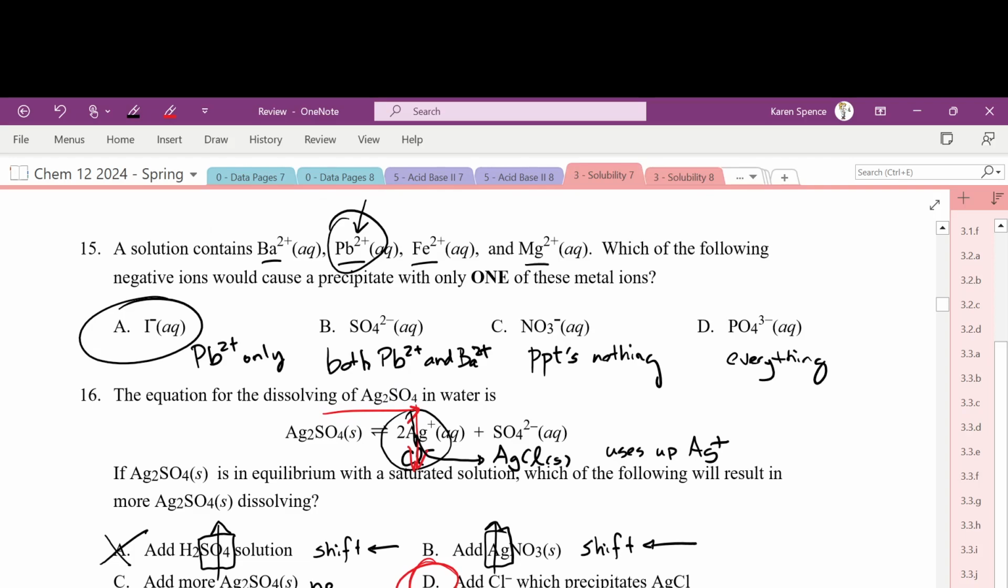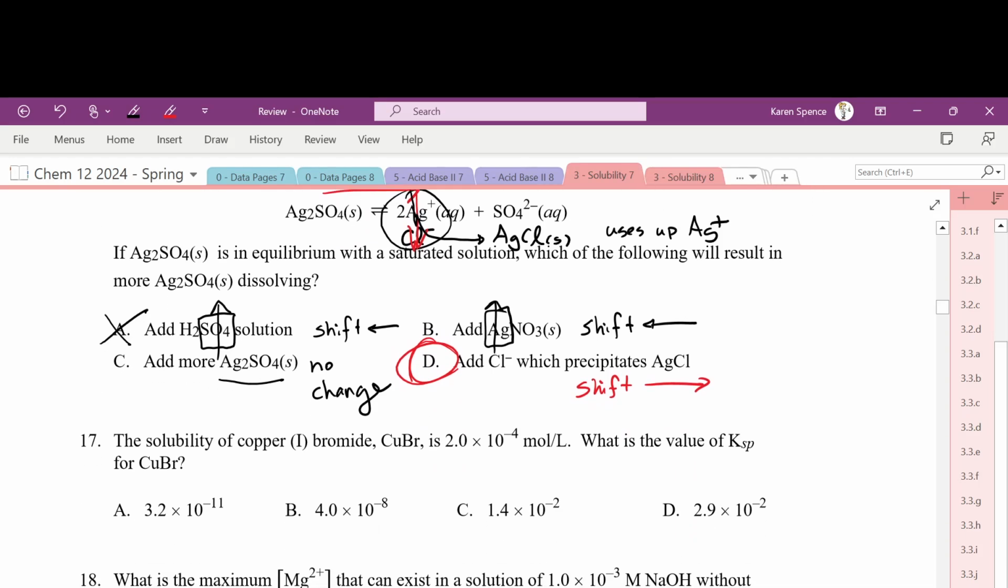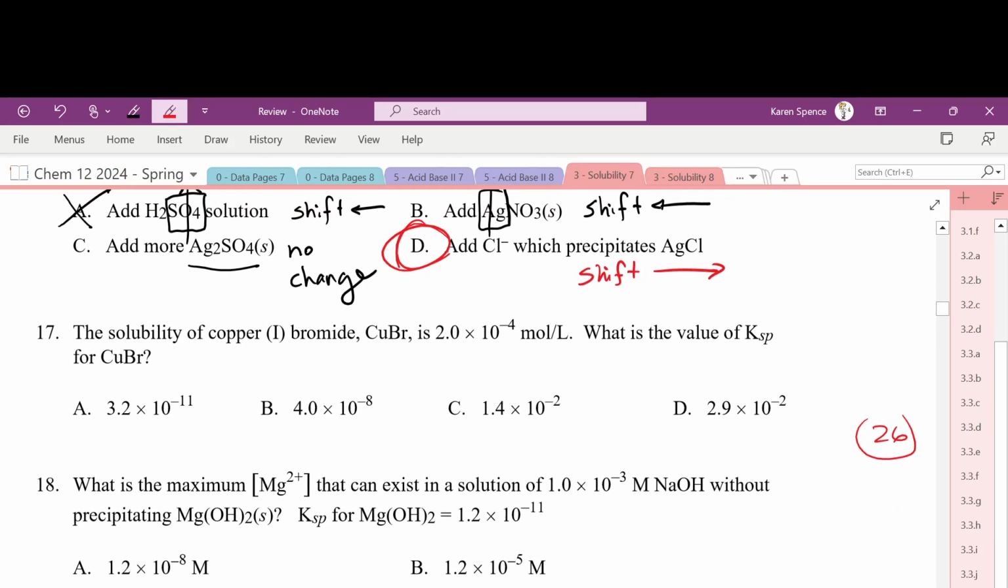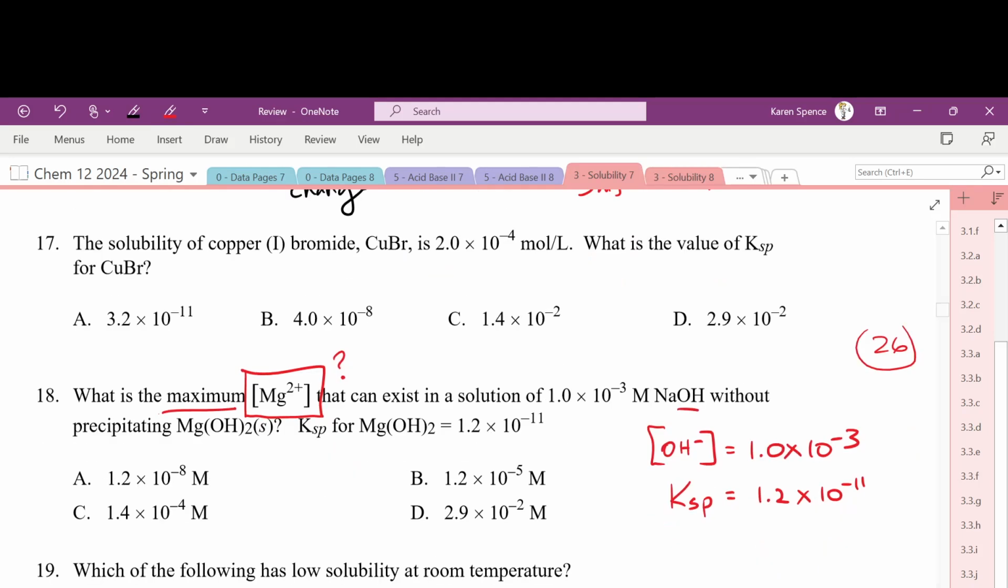Number 18 as well, sure. 18, we're still holding on to number 26, we're getting there. What is the maximum? Oh, look at this, we've got maximum. Magnesium, so this is what we don't know. We know that the concentration of OH minus, there's only one OH in there, so that's going to be 1.0 times 10 to the minus 3. We know that the KSP is 1.2 times 10 to the negative 11. And we're wondering, what is the concentration of magnesium?